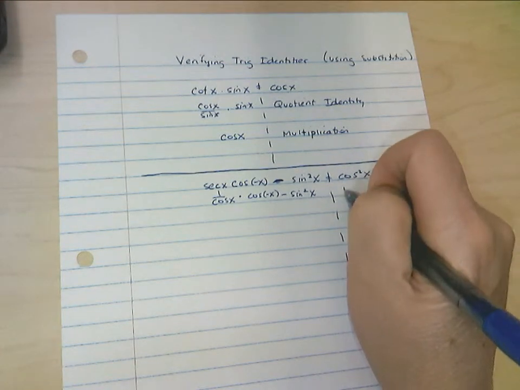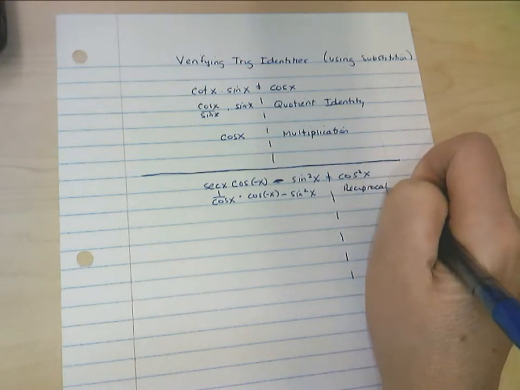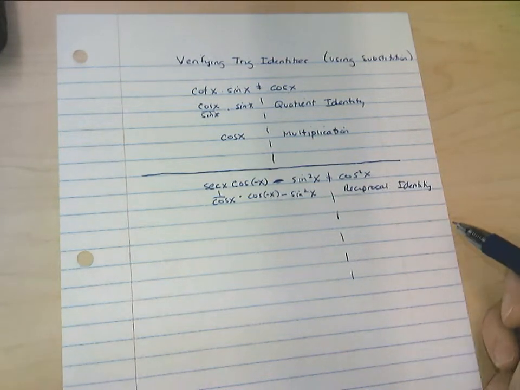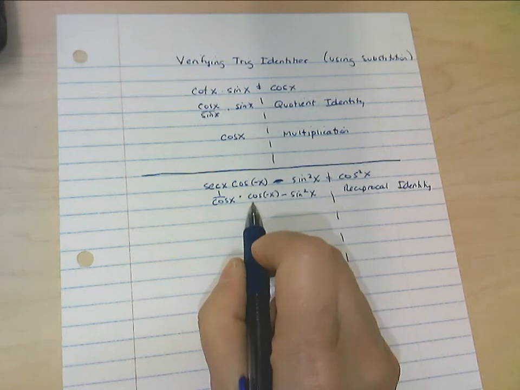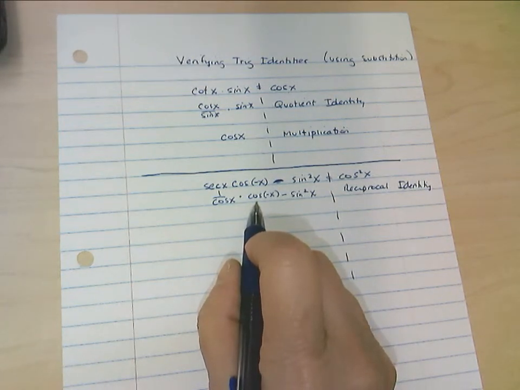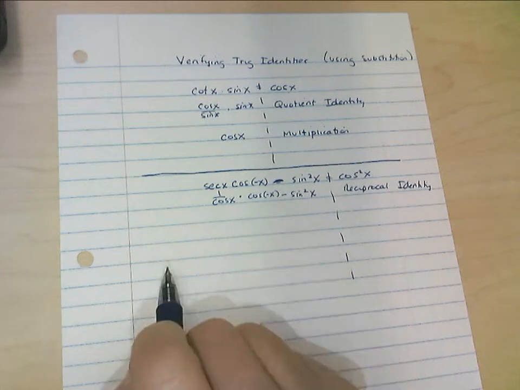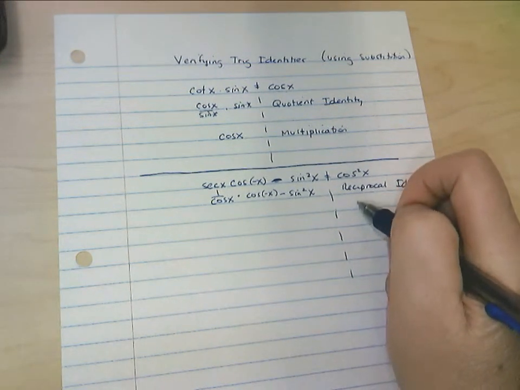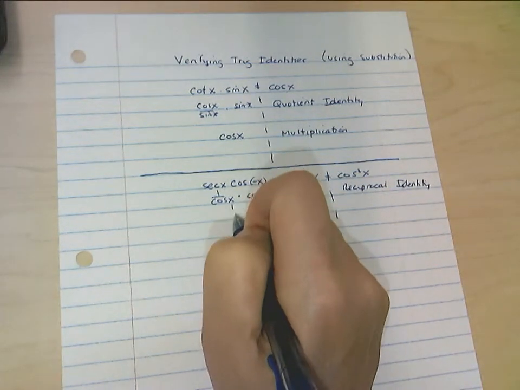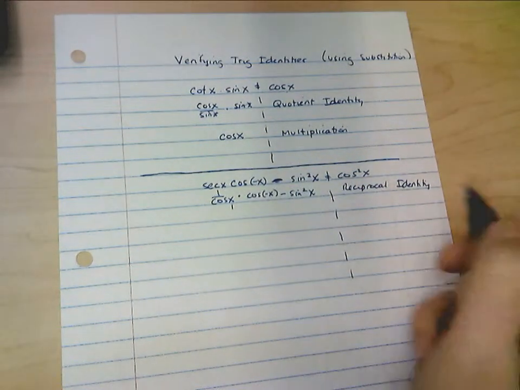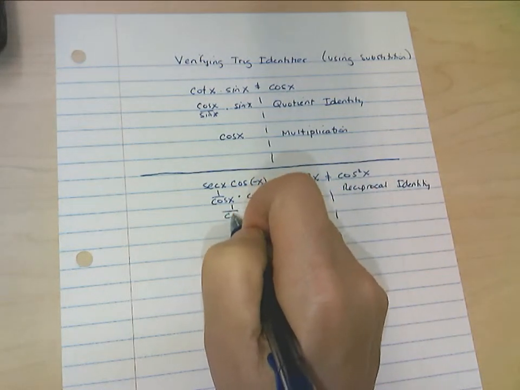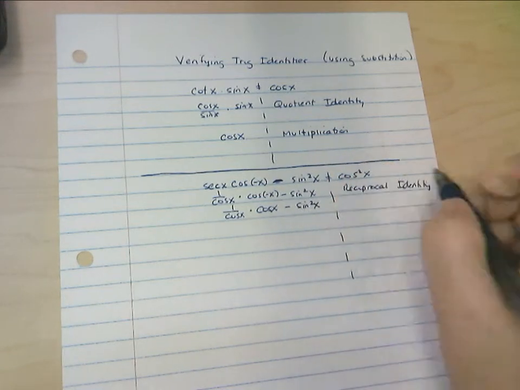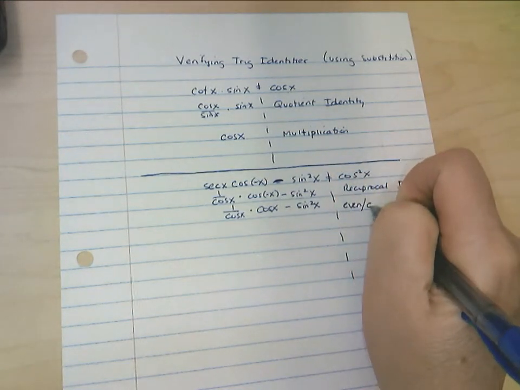To do that, I use my reciprocal identity. Reciprocal identity is 1 over cosine x is equal to secant x. Cosine negative x, we're not as familiar with those, but you're going to use them every once in a while. That's your even-odd identity. Cosine of negative x is equal to cosine x, so I can replace that. So I have 1 over cosine x multiplied by cosine x minus sine squared x. And I used an even-odd identity.